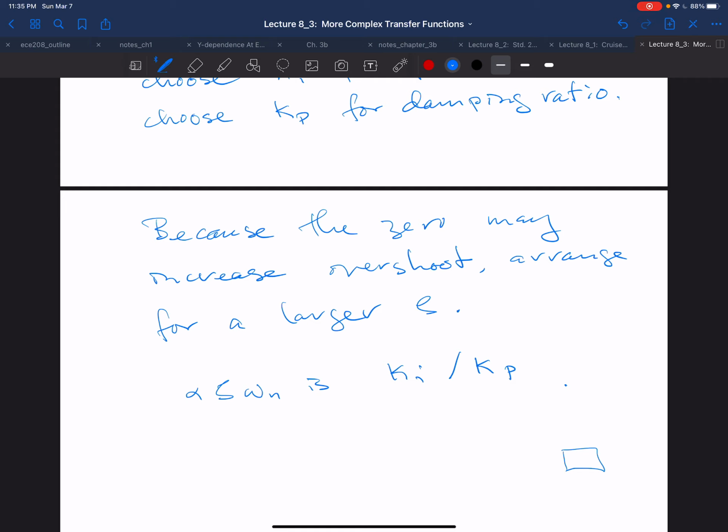In the next lecture, we'll see what happens when instead of adding a zero to the second order transfer function, we add an additional pole.